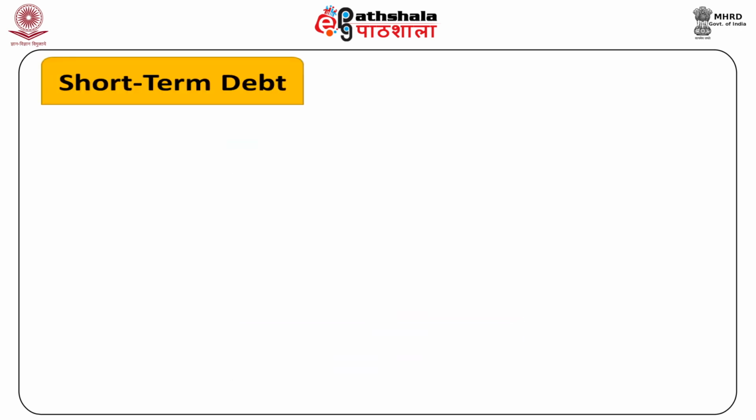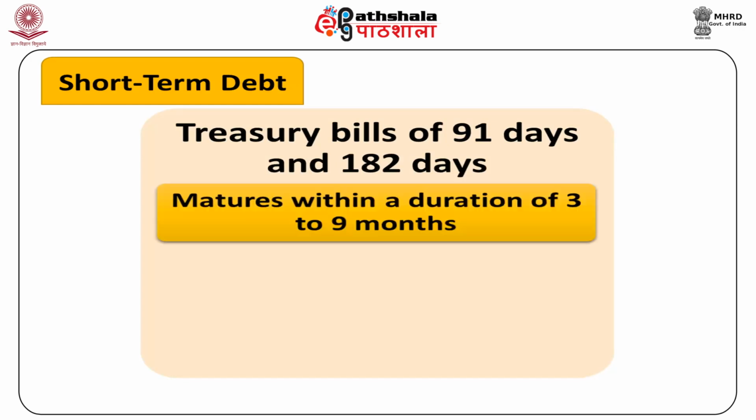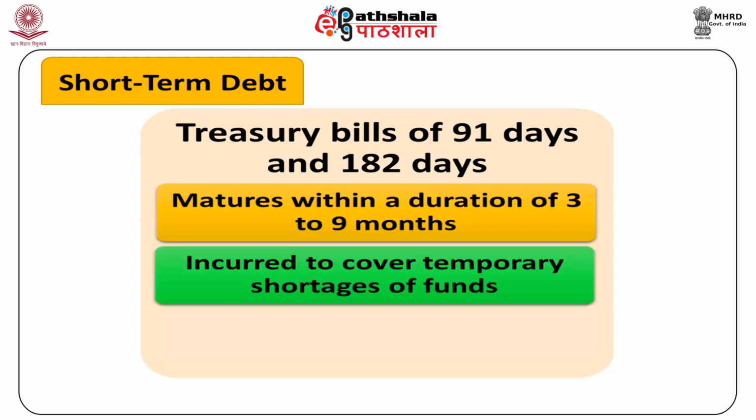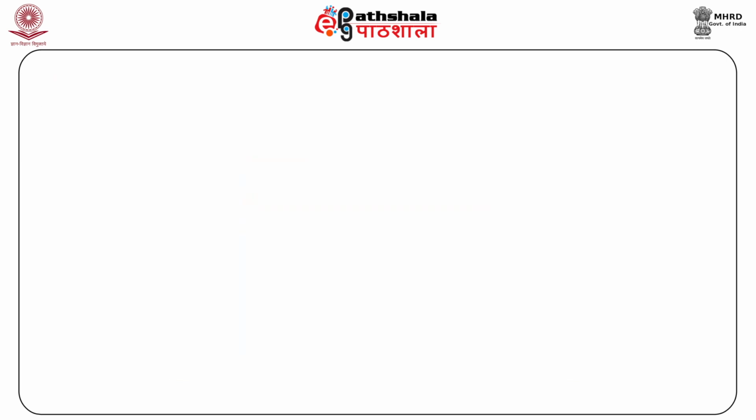Short-term debt. Short-term debt, like treasury bills of 91 days and 182 days, matures within a duration of 3 to 9 months and are incurred to cover temporary shortages of funds. Interest rates are generally low on such loans.